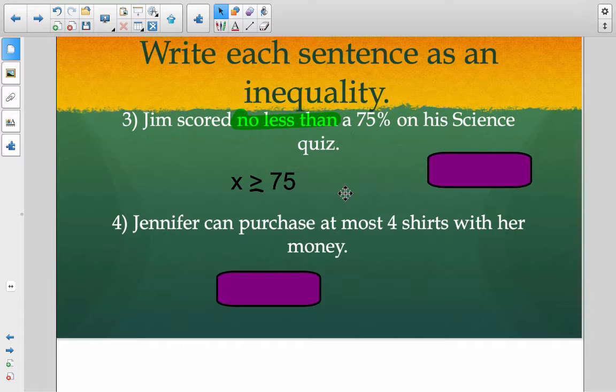Number 4: Jennifer can purchase at most 4 shirts with her money. At most, so the maximum number of shirts she could buy is 4. That goes with less than or equal to. So I pick a variable for the number of shirts she could buy, less than or equal to 4.